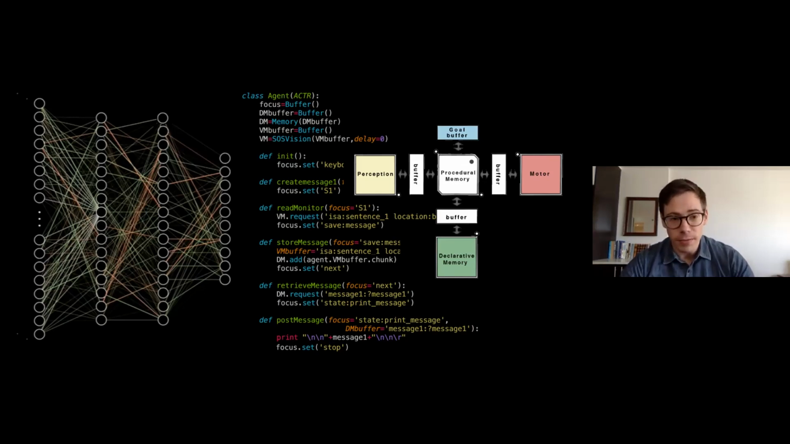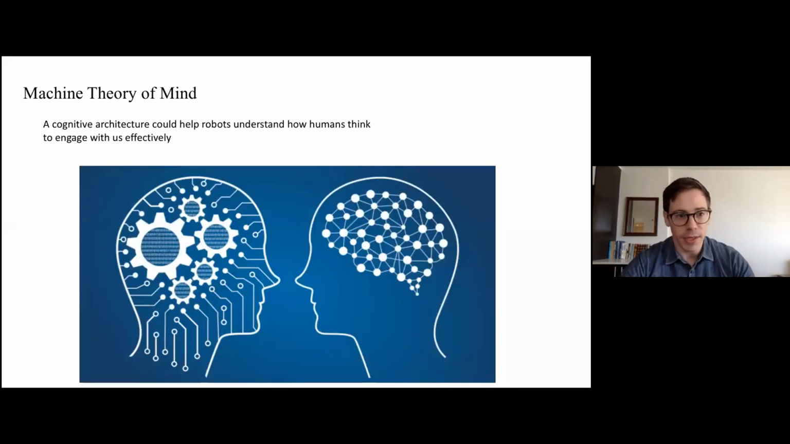So another benefit of having cognitive architectures that depict different rooms in this house is when we're building little machines that can help us. This is called machine theory of mind. Not only does it give us an understanding of how the mind works, it can give robots an understanding of how we work. So they usually just take things very literally. They don't understand how humans think.